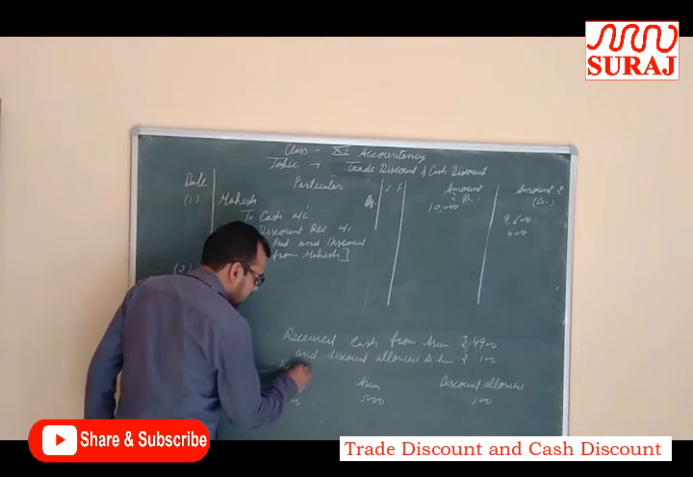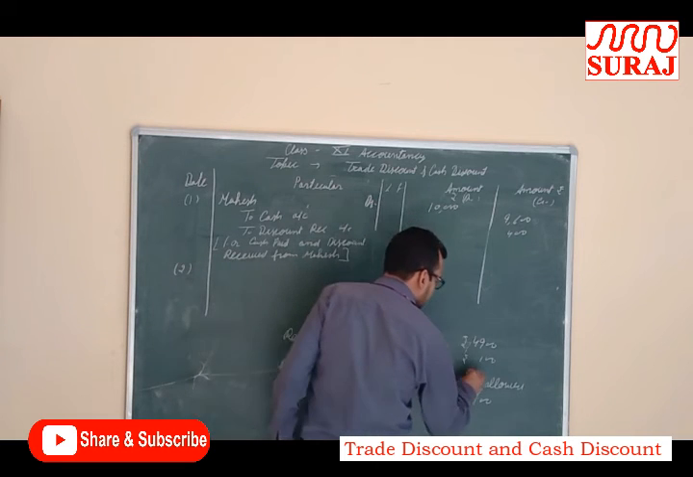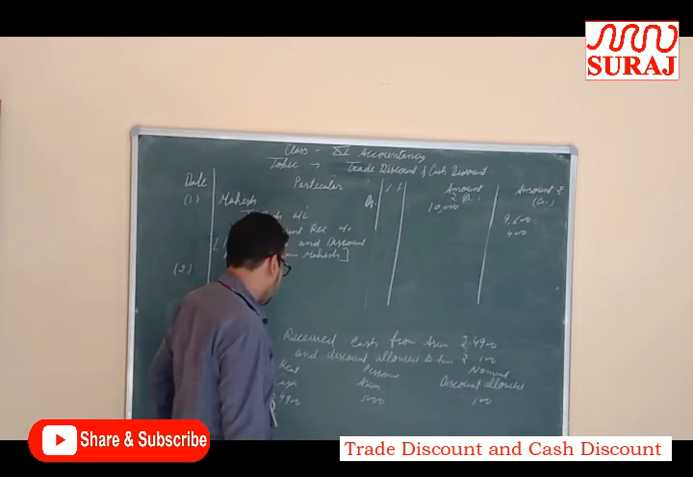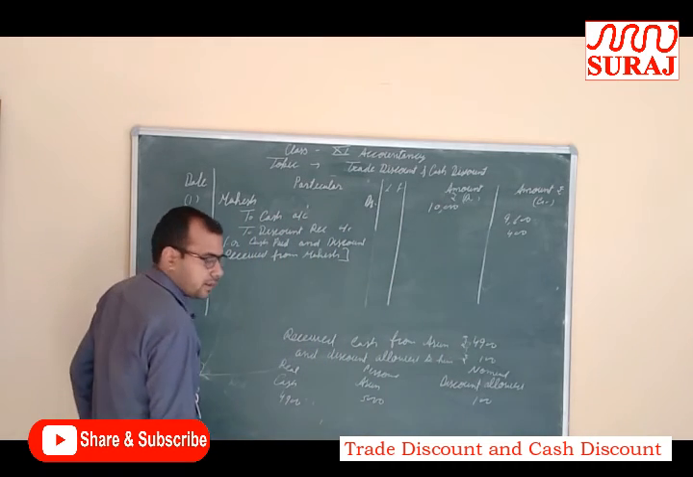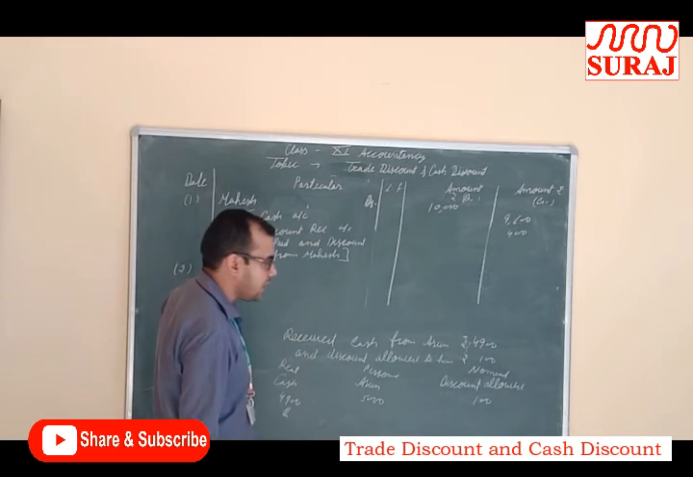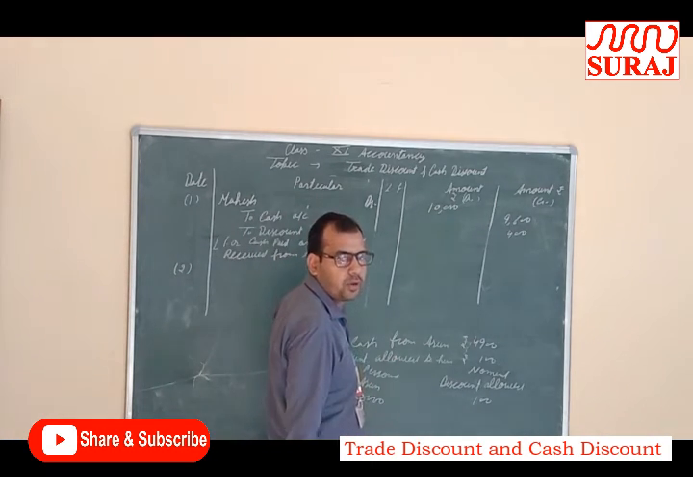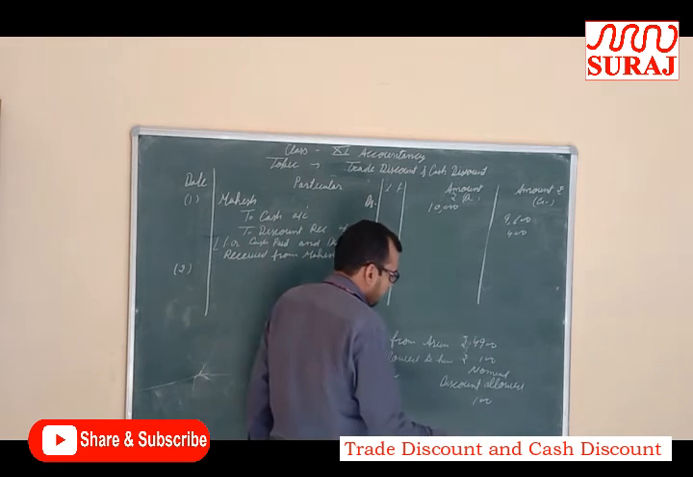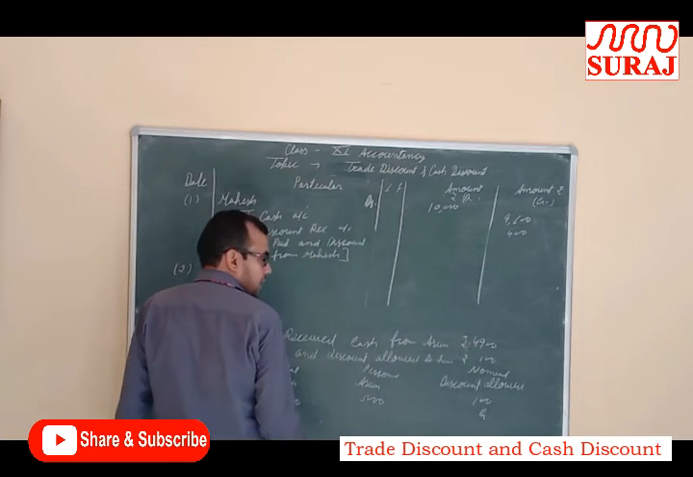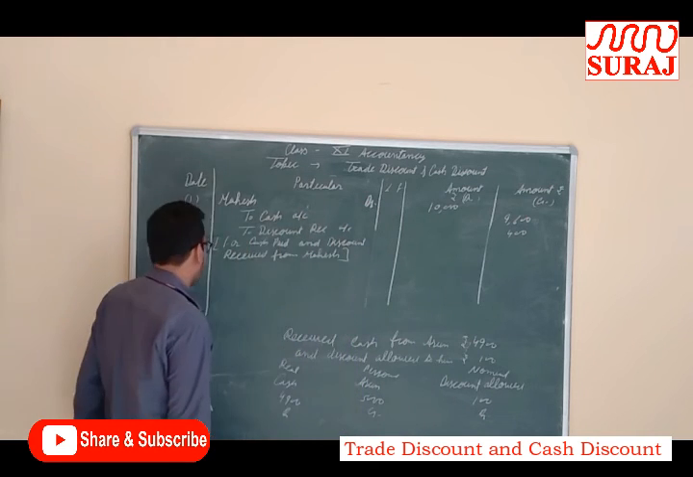Cash is real, Arun is personal, discount is nominal. Real account: debit what comes in, credit what goes out. Received means cash comes in, so cash is debit, and discount will also be debit. Discount allowed is nominal: debit expenses and losses, credit income and gains. Discount allowed is an expense, so debit. Arun is personal: debit the receiver, credit the giver. Arun will be the giver.